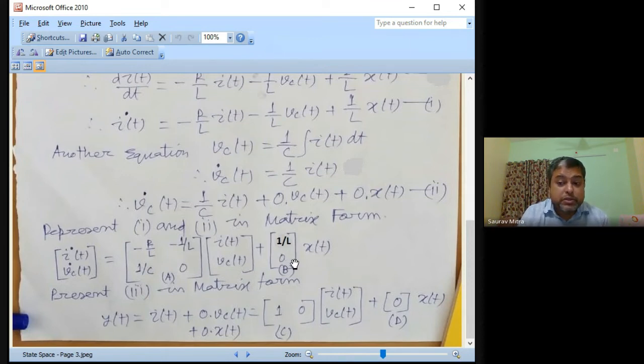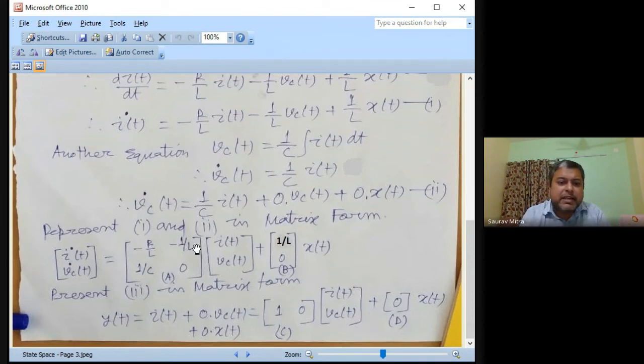If there were 2 inputs, x1(t), x2(t), then this also would have been 2 cross 2. What is Y(t)? Y(t) is equal to 1 cross 2, that is one row and two columns. Why two columns? Because there are two state variables. So a very simple understanding of matrices is required. So this is 1 cross 2, plus this D matrix is called the direct transmission matrix. As there is one input and one output, this has dimension of 1 cross 1.